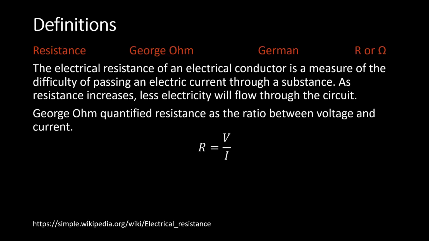And George was the first person to quantify resistance as a ratio between voltage and current. The equation that he came up with is resistance equals voltage divided by current.